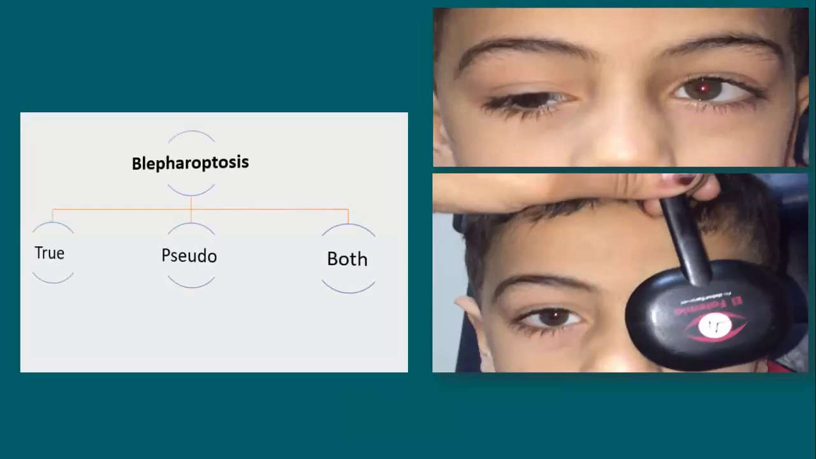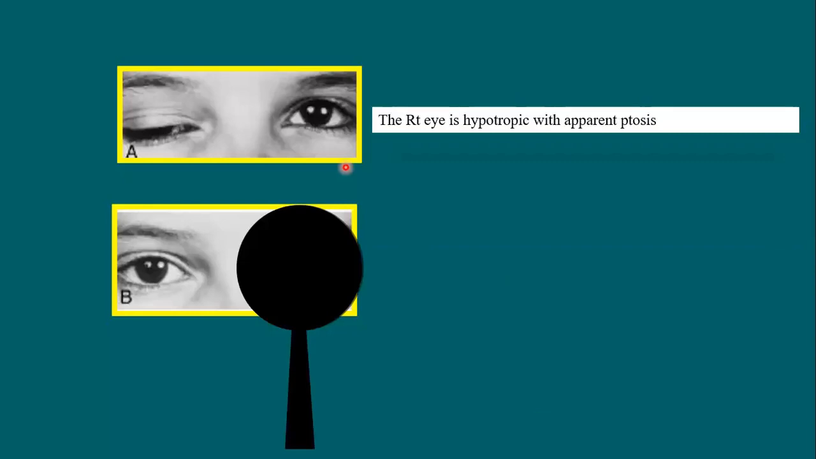So very important, this is the first question to ask yourself. If you remember when we were talking about proptosis, the first question was, is it true or pseudo proptosis? Now we are saying the same. Whenever we have a case of ptosis, make sure, is it true or pseudo? And remember, we might get both. This is another example from an old reference, and we have a severe ptosis here, but actually the eye is hypotropic behind the eyelid.